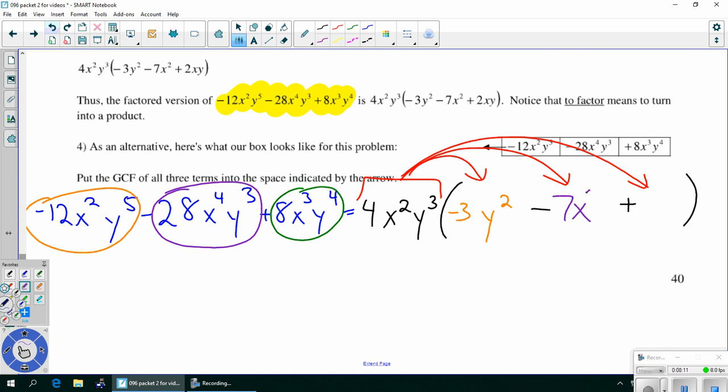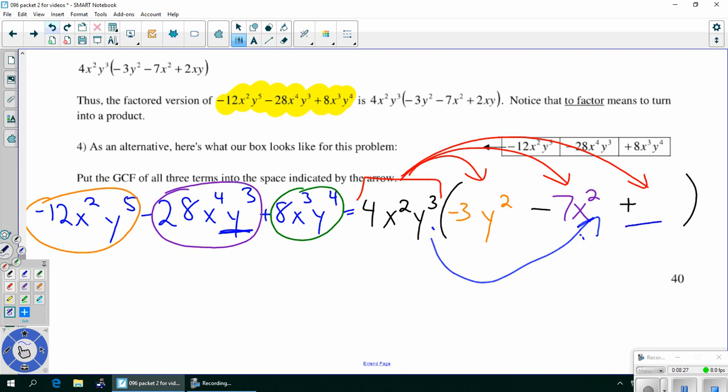7x squared. And then we can look at the y's. So I have y cubed here. I'm going to put some number of y's right here and hopefully get y cubed. Well, I'm not supposed to put any y's. They're already all 3 out in the front. So this one is done.